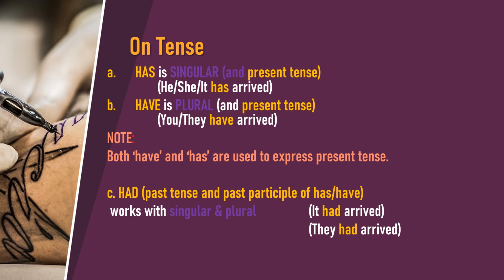Had, let's start with C, please. I beg your pardon. Let's start with C. Had is the past tense and the past participle of has and have. You see it? So when you say "he has arrived," oh, Mr. Samuel, you waiting for someone? He has arrived. You see it? He's arrived.